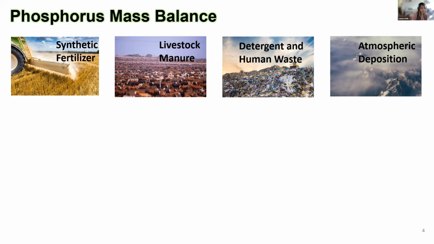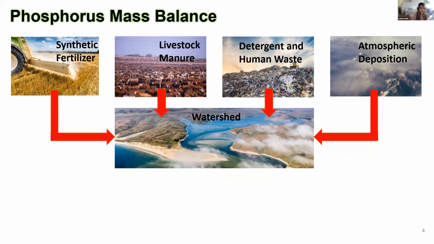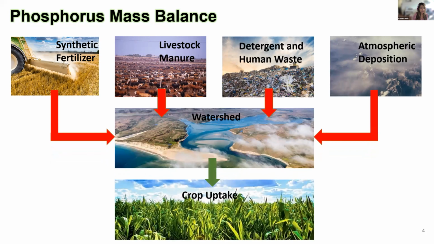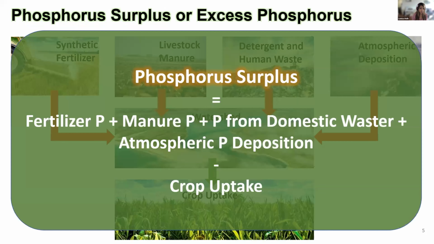Phosphorus from all these sources reaches our watersheds, and crop uptake is our only output source, as crops take up phosphorus from the land, which helps them grow. So our phosphorus surplus is basically calculated by subtracting crop uptake from all the phosphorus inputs, and we use mostly census data for that collection of input data.